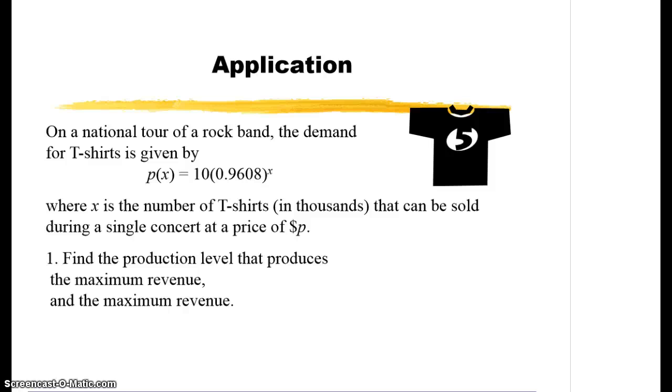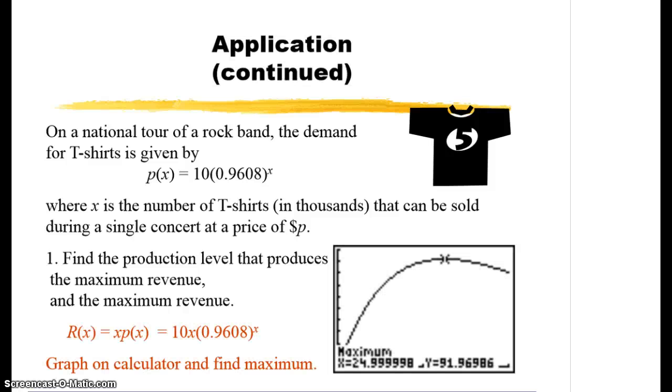The first question says find the production level that produces the maximum revenue and then find the maximum revenue itself. Well, to do that, remember, revenue is the number of items produced times P of x. So this is the price function in this case, or the demand function, whatever it is you have. We multiply that by x, which is the production level, the number of t-shirts that can be sold, and we obtain our new function, 10x times 0.9608 to the power of x. Then, to figure out what the maximum is, we graph on our calculator and we find the maximum.